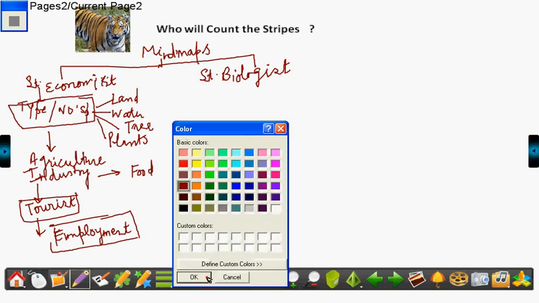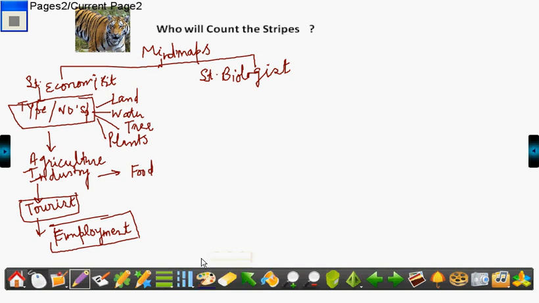Now let us see what happens to the student biologist. I opt for a blue color. The student biologist thinks that the natural, the endangered species, that is, thinks that the symbol, national symbol is an endangered species. I hope I am making sense, because Project Tiger we have taken up.